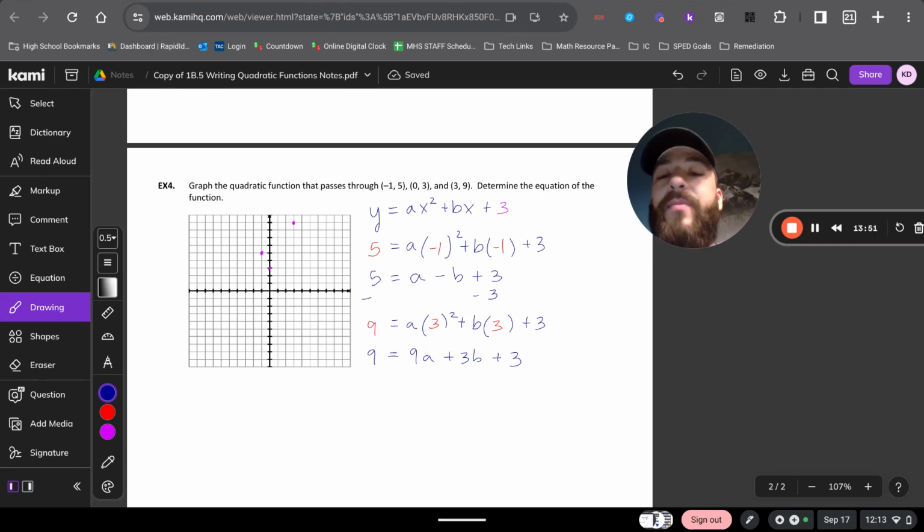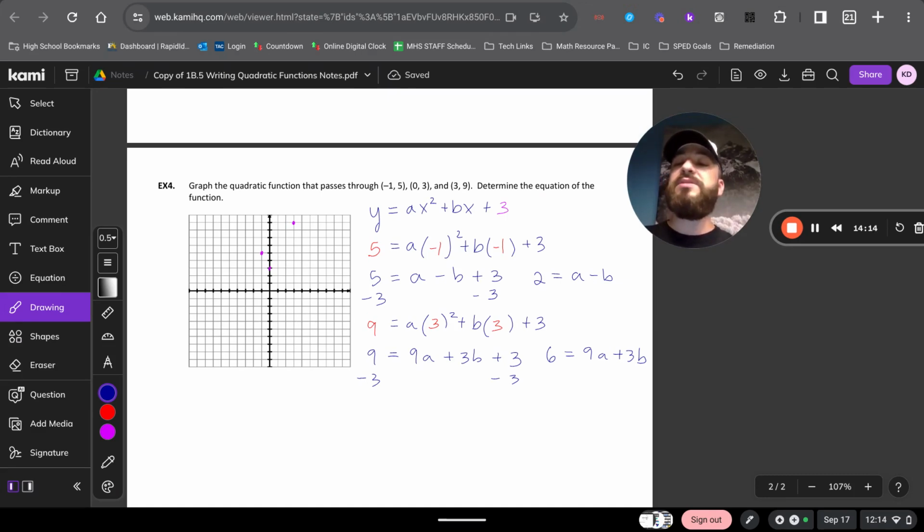So minus 3 and minus 3. We do get that 2 is equal to a minus b. And then same thing over here, minus 3 and minus 3. We do get that 6 is equal to 9a plus 3b. Okay. And from here, we have these 2 different equations that we can use as a system of equations. And if you remember system of equations from Algebra 1, there's 2 different ways we can solve the system of equations.